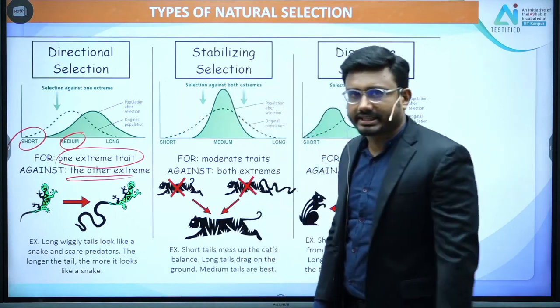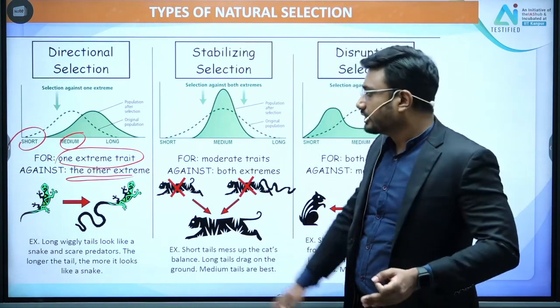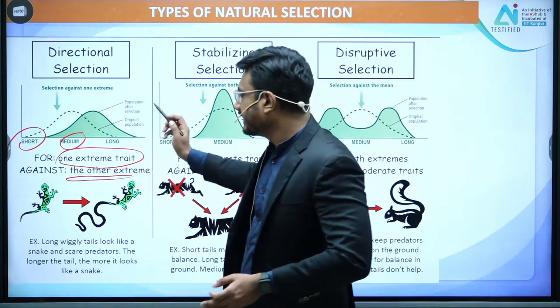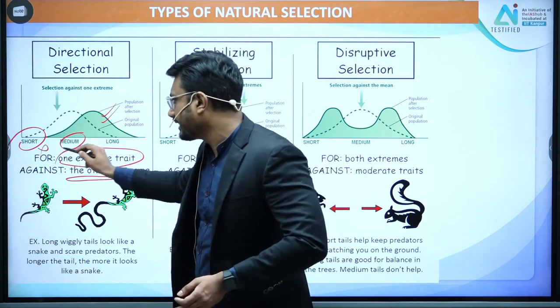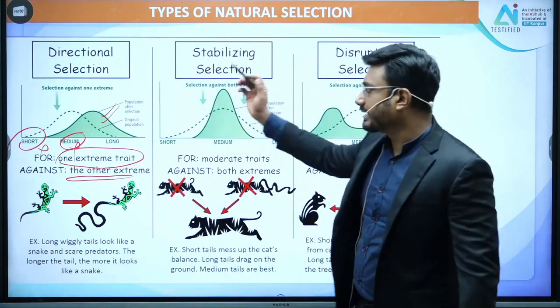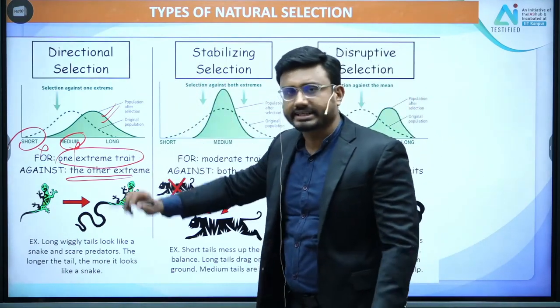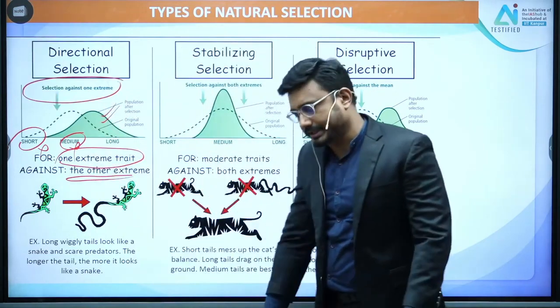So, for example, in a population there are some tall people. Those tall people would be selected and would survive, whereas the short people and the medium heighted people would perish. So that is what is meant by directional selection. That is, selection happens against one extreme only.